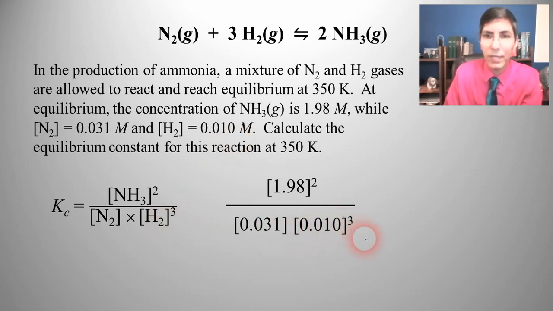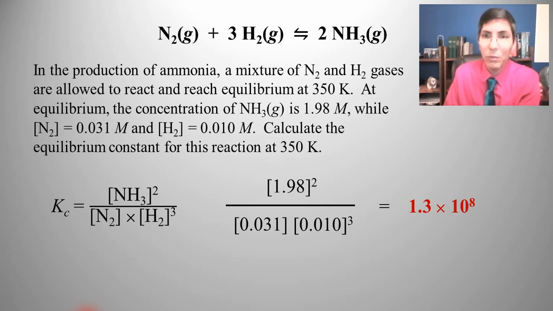So when we do the arithmetic for that, we can do the squaring and then the dividing, and we can find out what the value for Kc is, and it is 1.3 times 10 to the 8th power. That's a big number. That's the equilibrium constant for this reaction at this temperature.